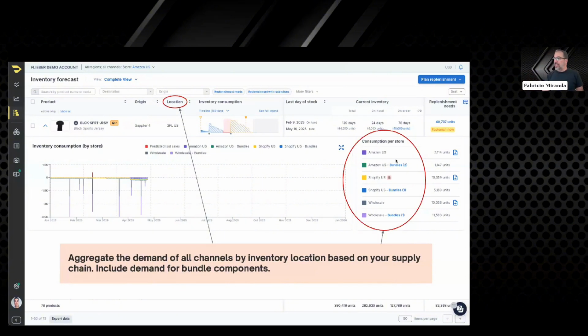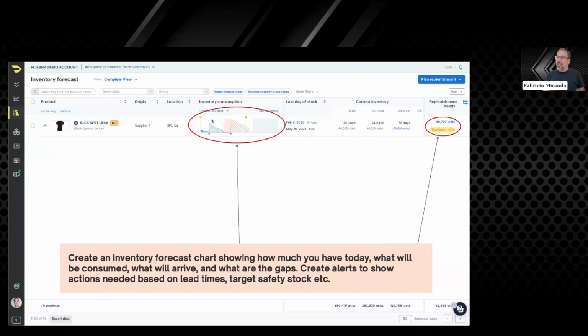So you see here that in this case, this specific product in this specific location has Amazon US, 2 bundles on Amazon US, Shopify with back orders, Shopify bundles, wholesale, bundles in wholesale. So all of that has to be aggregated. And it's really hard for you to do that in an Excel spreadsheet. That's the reason why I had to show the system, because I tried to replicate that on a spreadsheet and it's impossible. After that, understand whenever you have an intermediate stock out, this is extremely important.